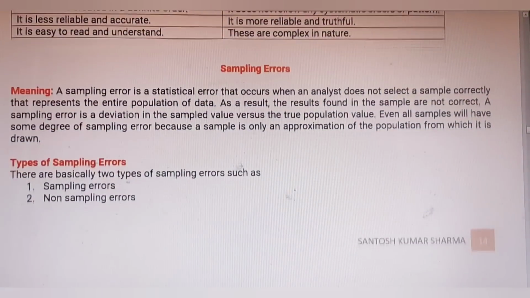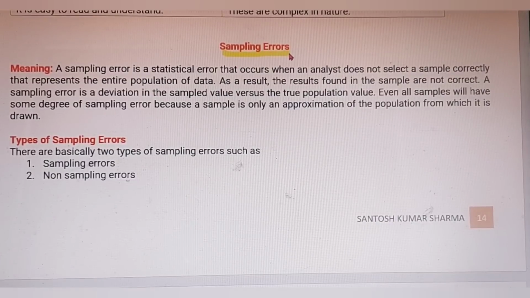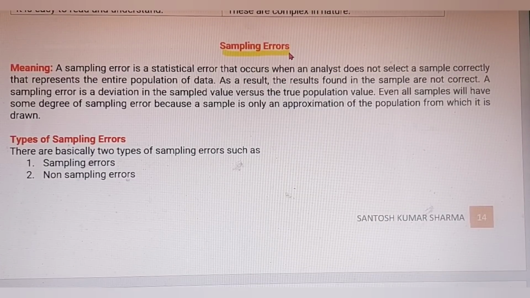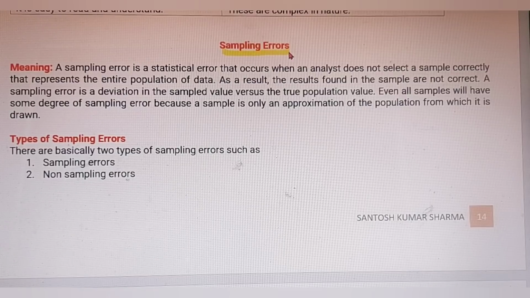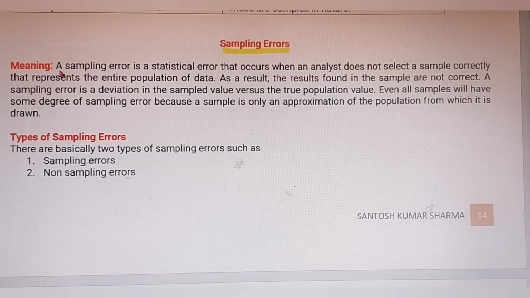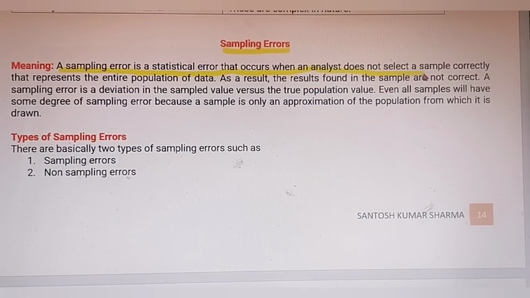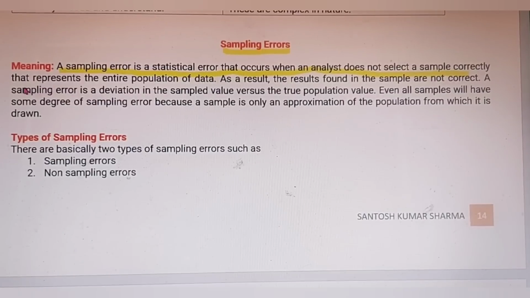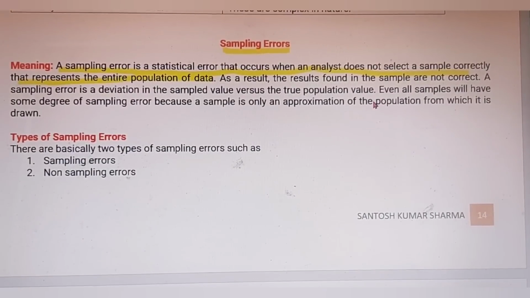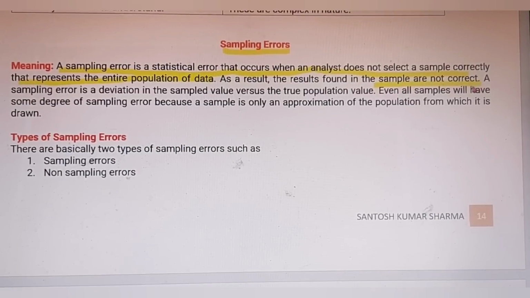Okay. The next topic is sampling errors. Again, a very important topic. While choosing samples, researchers often make some types of mistakes. A sampling error is a statistical error that occurs when an analyst does not select a sample correctly that represents the entire population of the data. As a result, the results found in the samples are not correct and up to the mark. So these are called sampling errors.